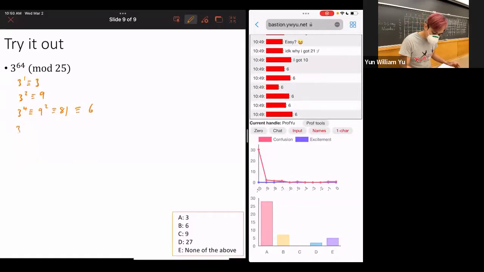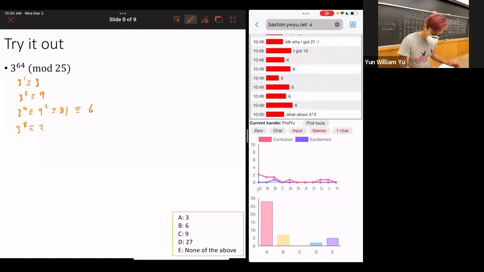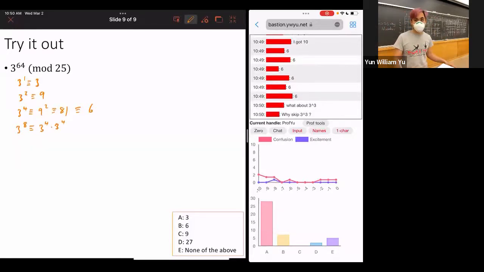So then we know 3 to the 8 is equivalent to 3 to the 4 times 3 to the 4, right? Oh, you could do 3 to the 3 as well. So there are several ways to do this. But I'm going to do this repeated doubling way because sometimes I find that easier. I'm skipping numbers because I don't want to do all 64 of them.